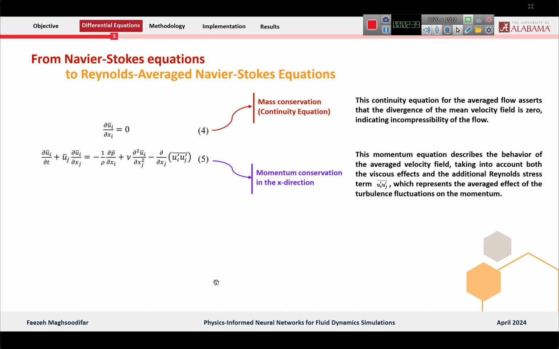Building on the basic Navier-Stokes equations, we then extend to what we call the RANS equations. These are special because they allow us to deal with turbulent flows by averaging their effects over time, making the problem more manageable.